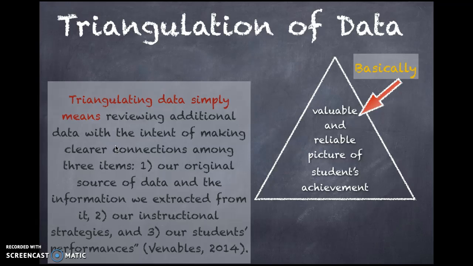This is week 5, and my team and I, Team 3, along with Victoria and Leah, have been working in our data meeting 2 to collect artifacts using the triangulation of data method. According to Venables, triangulating data simply means reviewing additional data with the intent of making clearer connections among 3 items: our original source of data and the information we extracted from it.